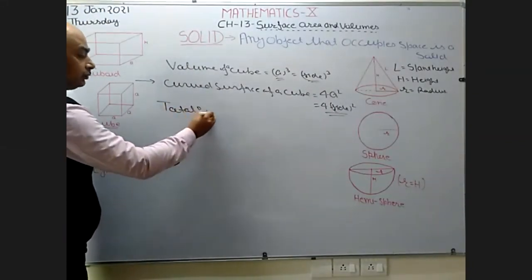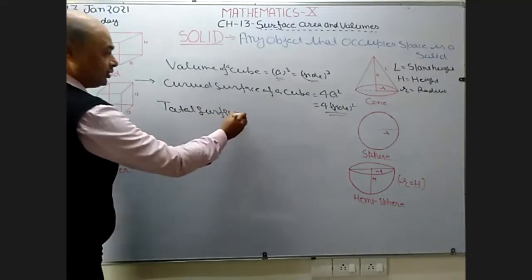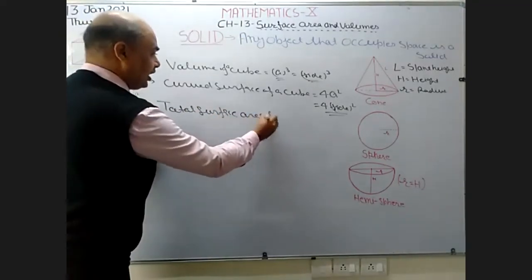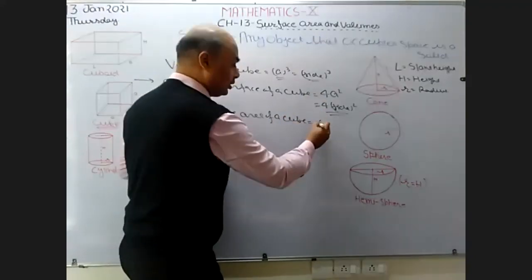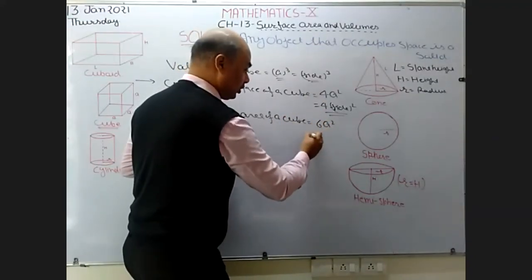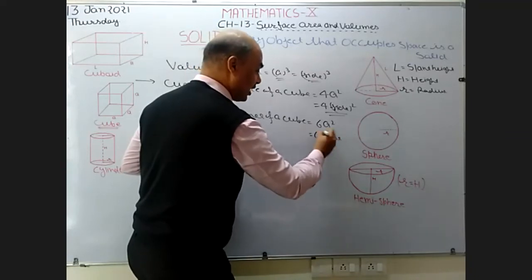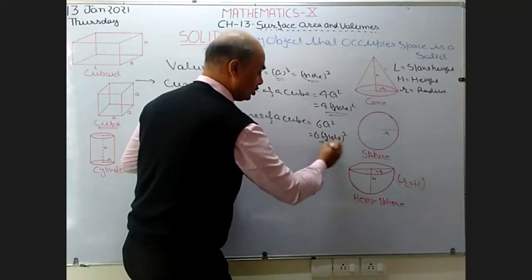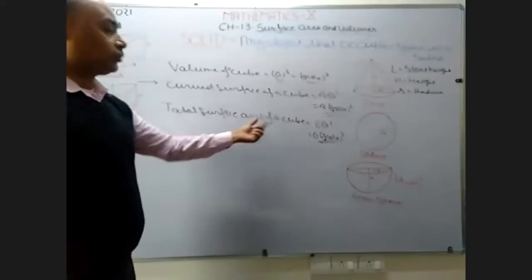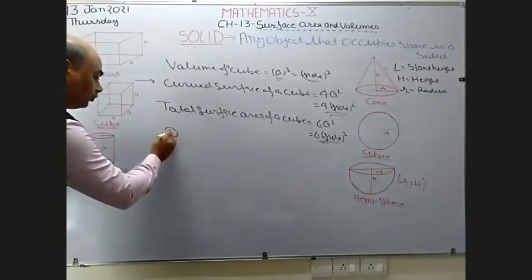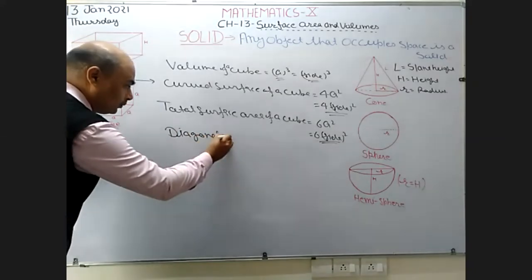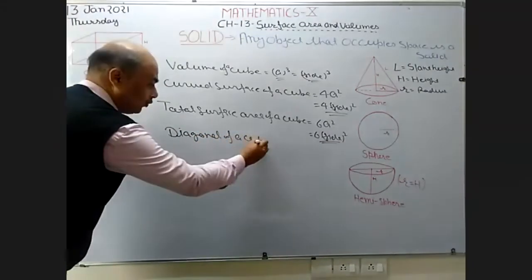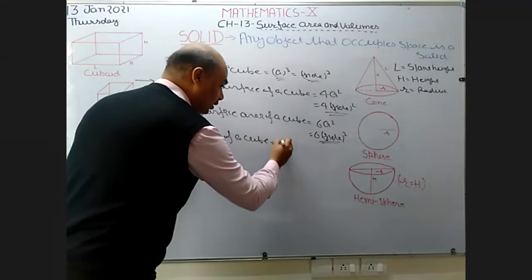Total surface area of a cube. The formula is 6a square, or you can write 6 into side square. So this is known as the total surface area of a cube. Now the diagonal of a cube. The diagonal of a cube formula is root 3a.